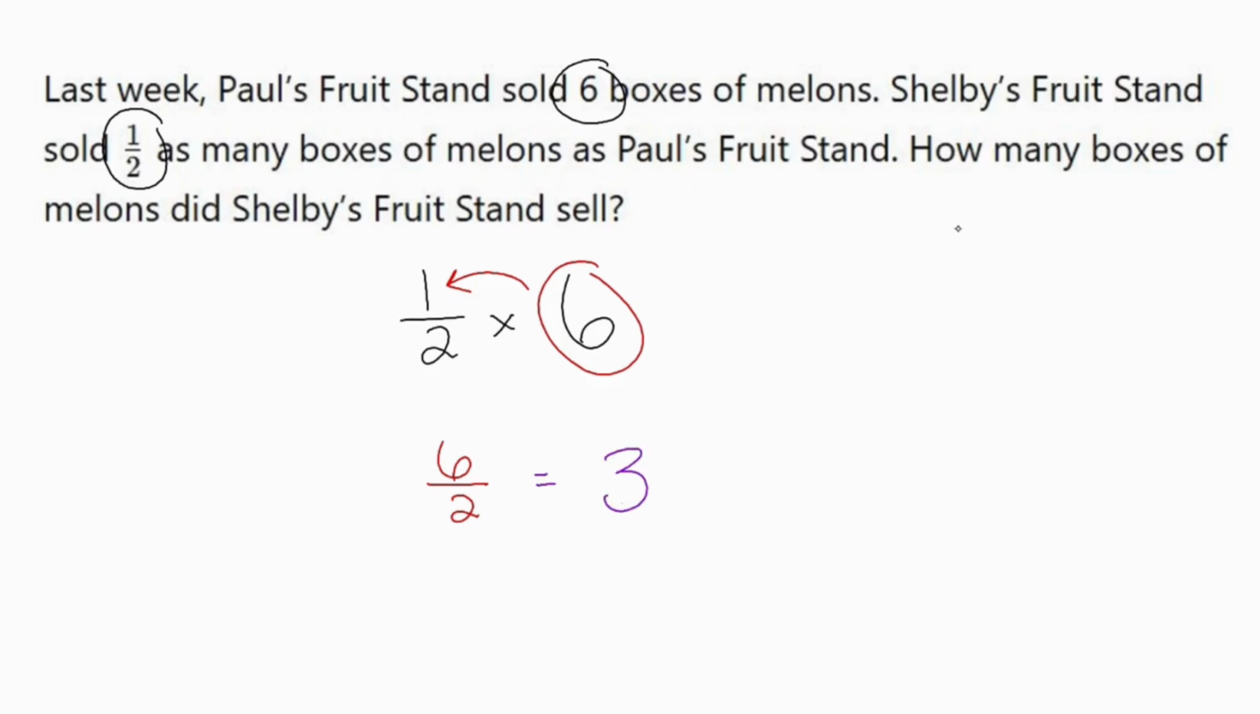So, how many boxes of melons did Shelby's fruit stand sell? 3 boxes of melons. And so we use the word boxes because it's a word problem. And that's it. We're done.